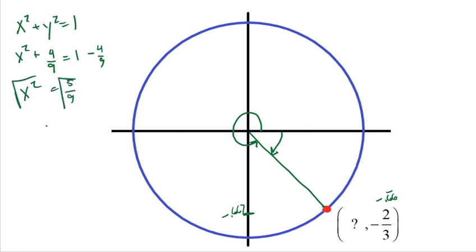Take the square root. Now remember, when you take a square root, you got to consider that it could be positive or negative. But since I'm in quadrant 4, x's are positive, y's are negative, so I'm going to leave it positive. 5 cannot be reduced, but the square root of 9 is a 3. So there is that missing x-coordinate. How easy was that? So what is cosine of theta? Well, it's the x-coordinate. Radical 5 over 3. It doesn't get much easier than that.